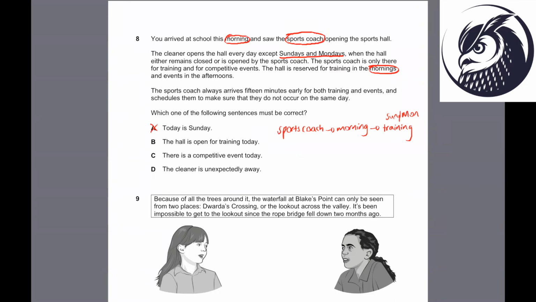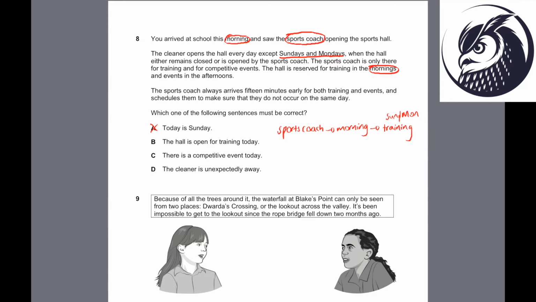B says the hall is open for training today. And that much we can establish, because we know that training occurs in the morning when the sports coach opens it. And that is what's happened. So therefore, B is definitely one of the potential answers. Okay, and it's actually the one that we can establish first. Like I said, we always got to rule out the other answer options as well.